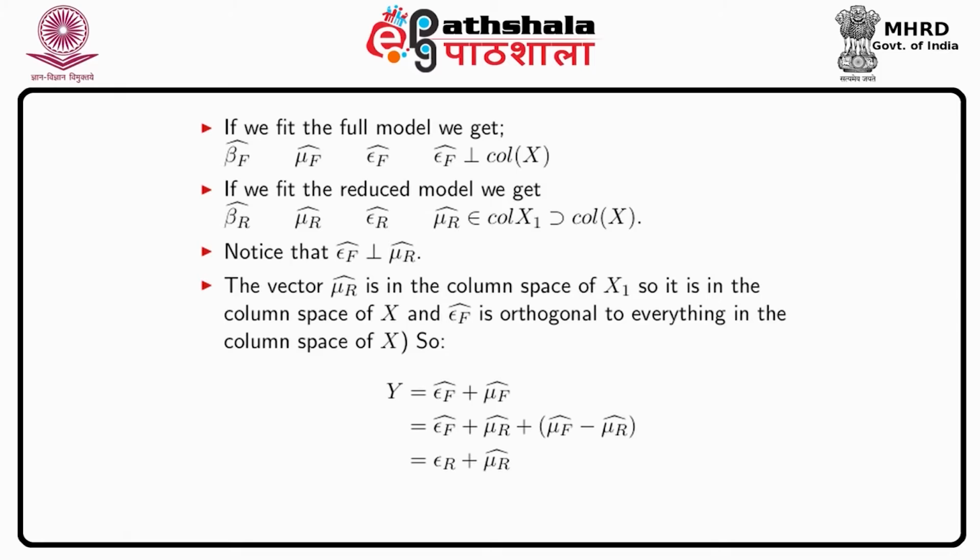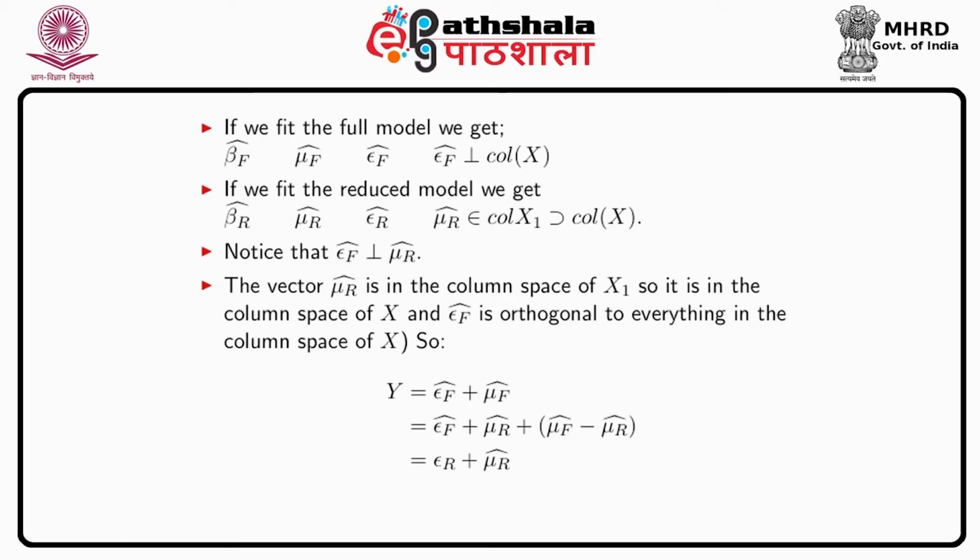The vector mu r hat is in the column space of x1, as we have seen before by previous logic, so it is in the column space of X, and epsilon f hat is orthogonal to everything in the column space of X. So we can write y equals epsilon f hat plus mu f hat, which equals epsilon f hat plus mu r hat plus mu f hat minus mu r hat, which in other words is epsilon r plus mu r hat. So we know that epsilon f hat is perpendicular to mu r, and epsilon f hat is perpendicular to mu f hat as well.